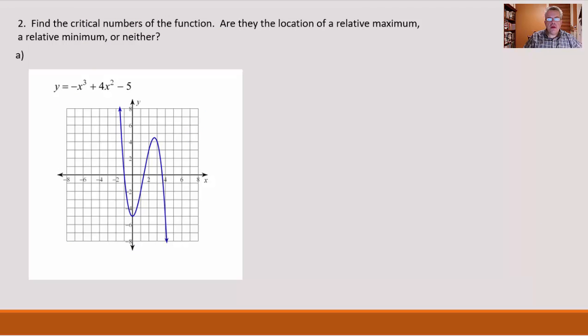Okay, so here's where we're at. We're going to give you a function, just ask you to find the critical numbers, and because we have a graph, we can tell if they're maximum, minimum, or neither. This is a nice smooth polynomial function, and it has a derivative everywhere. So we're going to look for where the derivative is 0. So y prime is negative 3x squared plus 8x. And we want to set y prime equal to 0 to find the critical points. So we get negative 3x squared plus 8x equals 0.